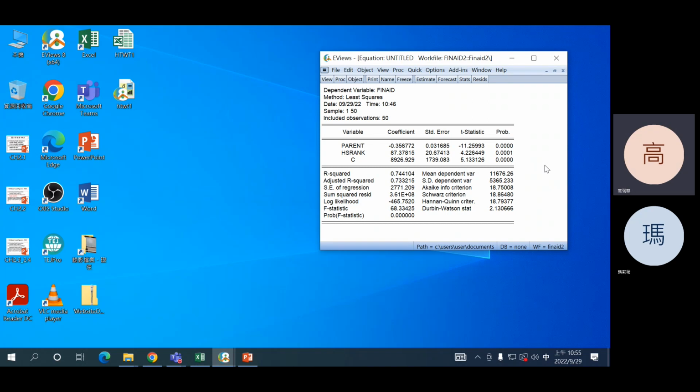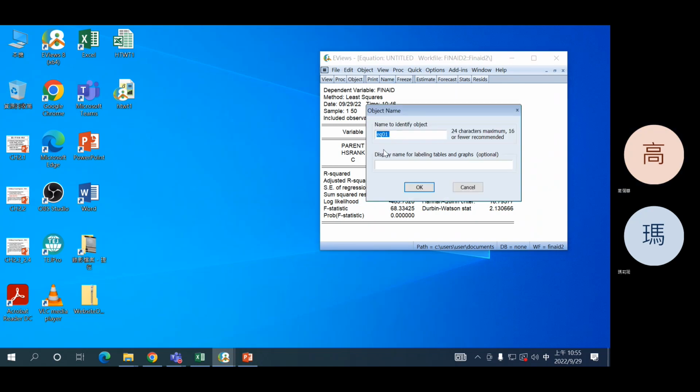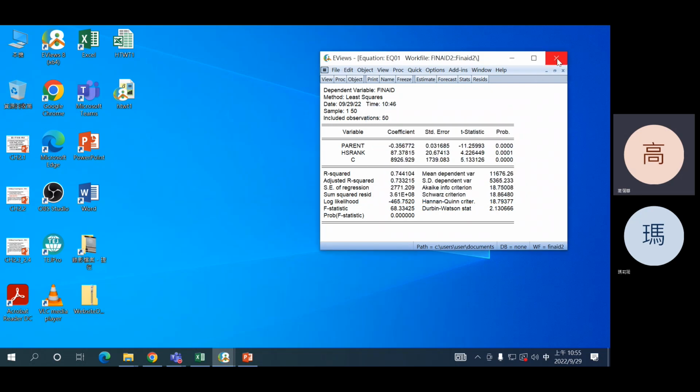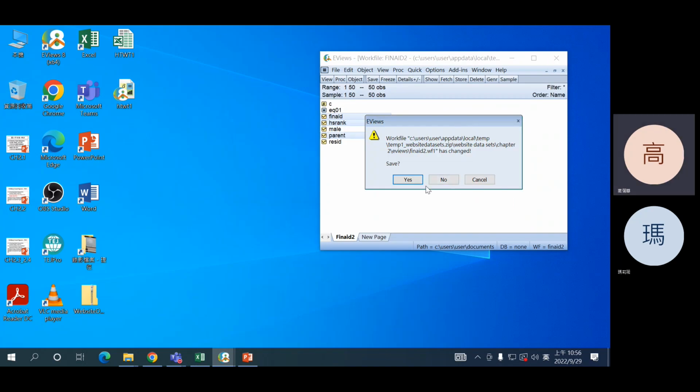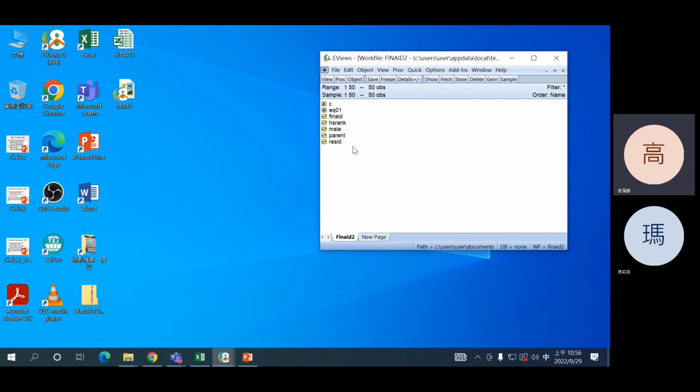Now if I want to save the output, I can hit Name it, then equation 1, and hit OK. Therefore, if I close this up and go back to our original variable list, I do have equation 1. Did you see that? Then you can open it, and that's your regression result.